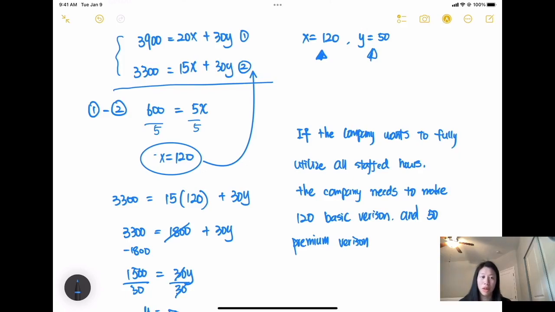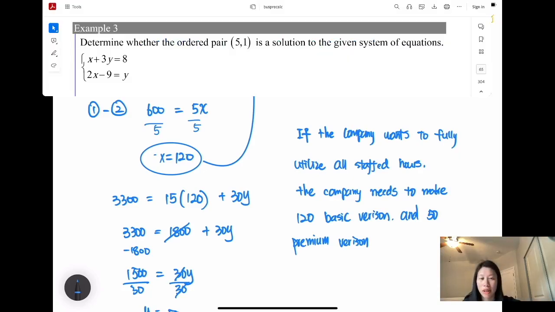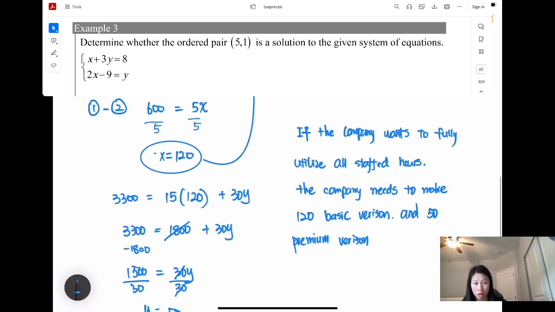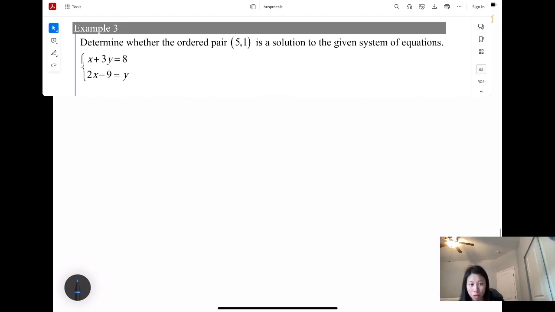The second thing to do is use our graphing calculator. You can use an online one, or if you have a scientific calculator, you can also use that one to see if the intersection point is the ordered pair that you're looking for. So here is an example to determine whether the ordered pair (5, 1) is the solution to the given system of equations. To do that, we can substitute the ordered pair, using our first method. Again, you can use a graphing calculator to check that.